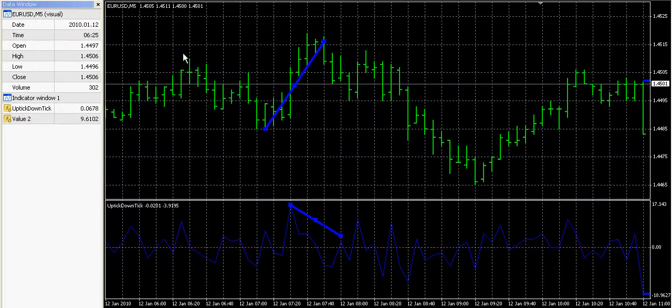I'd like to share with you today a new indicator I'm working on that I'd like to share with the community. Tell a little bit about it, how to use it, where you can get it. It's going to be absolutely free. So let me start off with the basic idea of where I got this from.